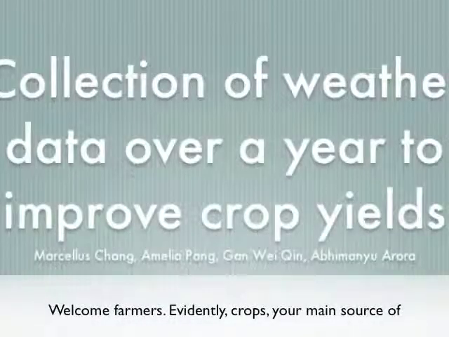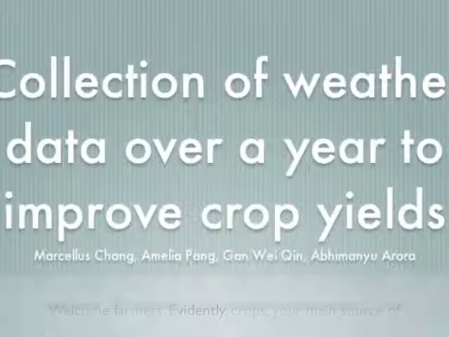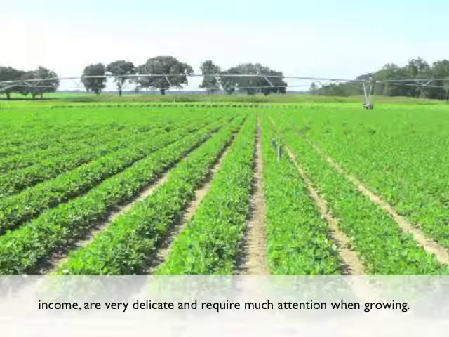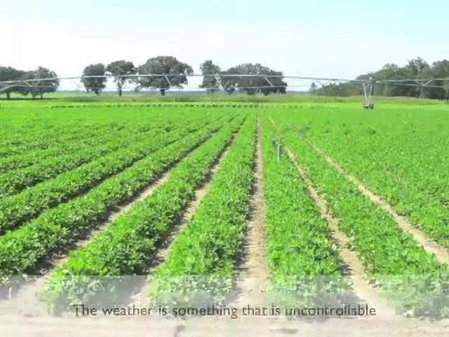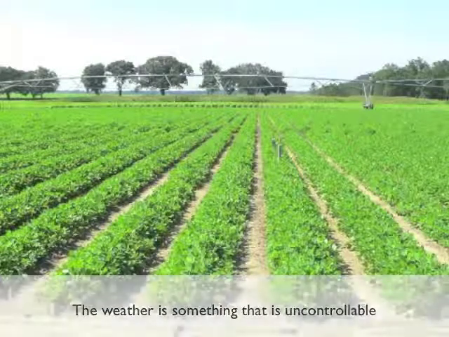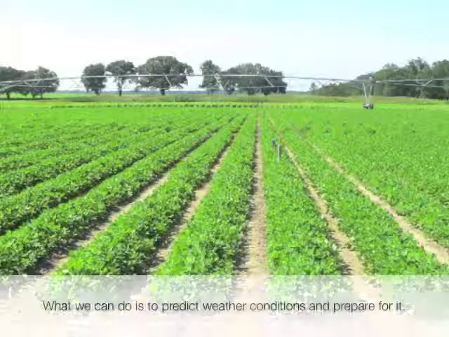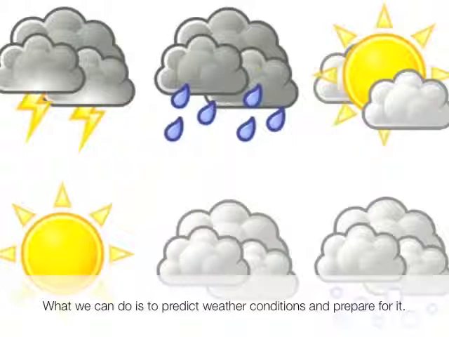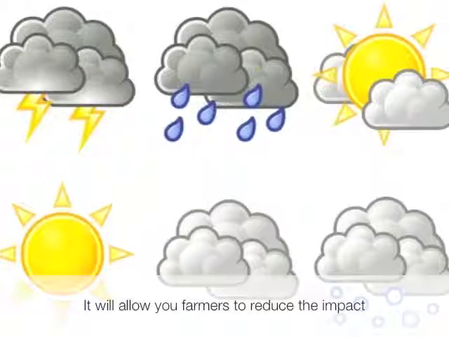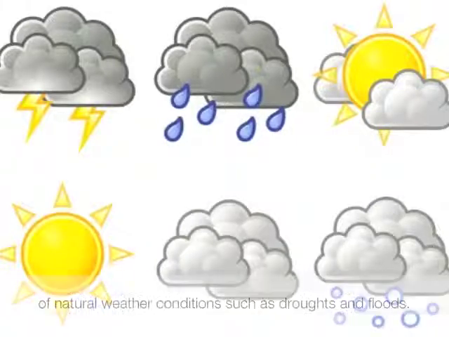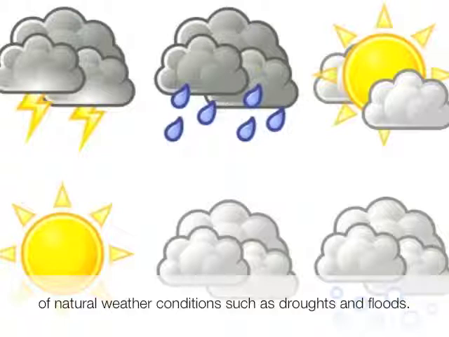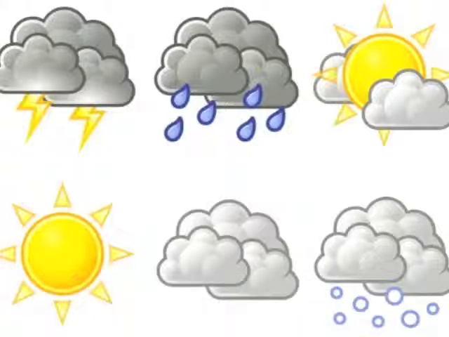Welcome, farmers. Evidently, crops, your main source of income, are very delicate and require much attention when growing. The weather is something that is uncontrollable, and crop yields are dependent on it. What we can do is to predict weather conditions and prepare for it. It will allow you farmers to reduce the impact of natural weather conditions, such as droughts and floods.